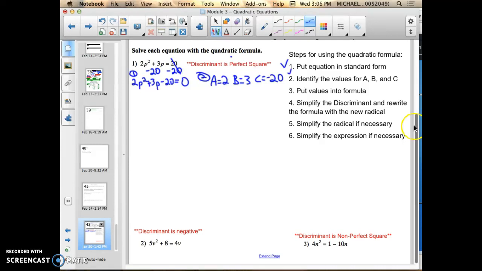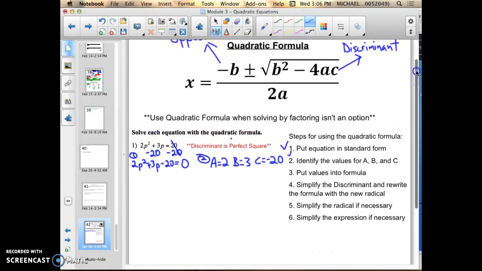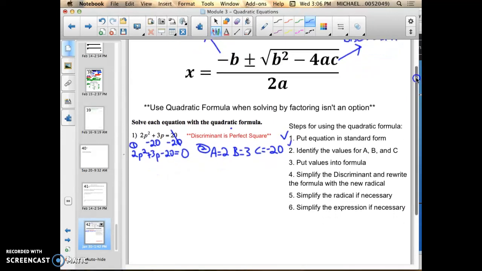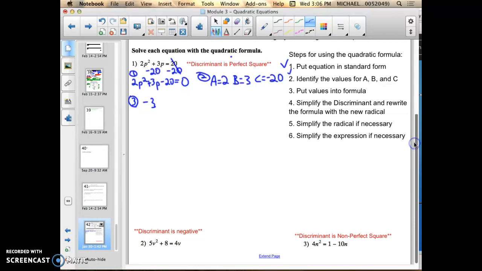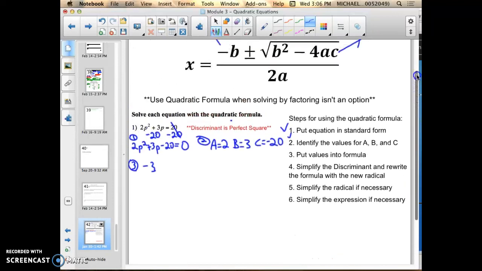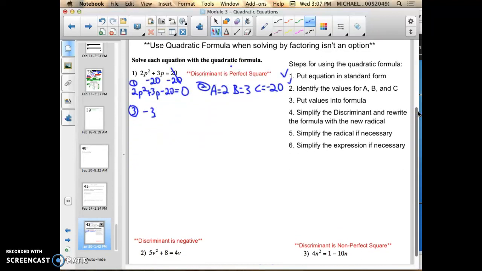Step 3 says put values into the formula. So I'm going to reference my formula up here. It says opposite b plus or minus. So I'm going to put, and this is step 3 right here, opposite b. So my b is a positive 3. It needs to be negative 3 in my formula, because again, it's opposite whatever my b term is. So opposite b plus or minus the square root, plus or minus the square root. I'm going to make the square root nice and big, because a lot of things are going up underneath that.